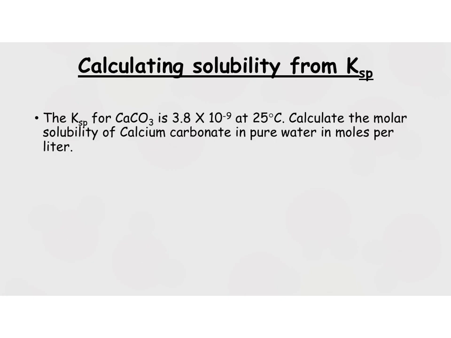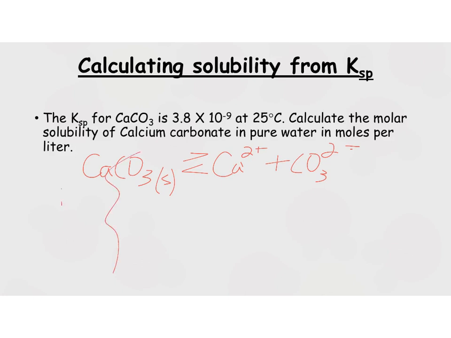Now this question wants us to calculate the molar solubility from the Ksp. This is kind of the opposite. Again, write your dissociation equation to show how the solid would break up. It would break up into Ca2 plus and CO3 2 minus. Again, we don't really care about the solid or how much we have. We just set up plus x and plus x, so our equilibrium concentrations are x and x.